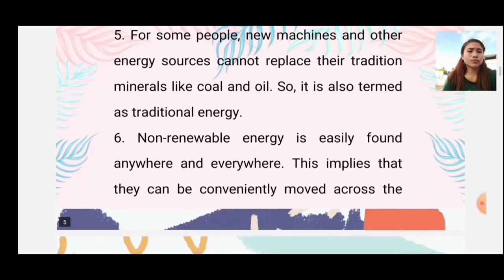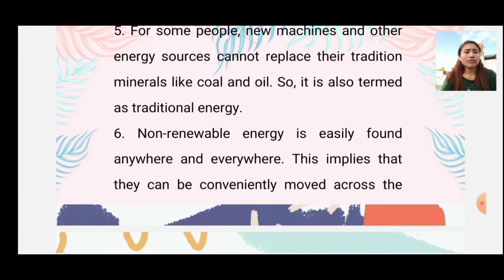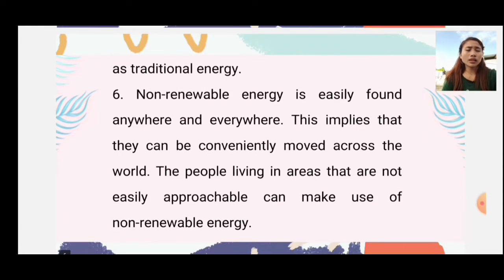Let's proceed to number 6. Non-renewable energy is easily found anywhere and everywhere. This implies that they can be conveniently moved across the world. The people living in areas that are not easily approachable can make use of non-renewable energy.